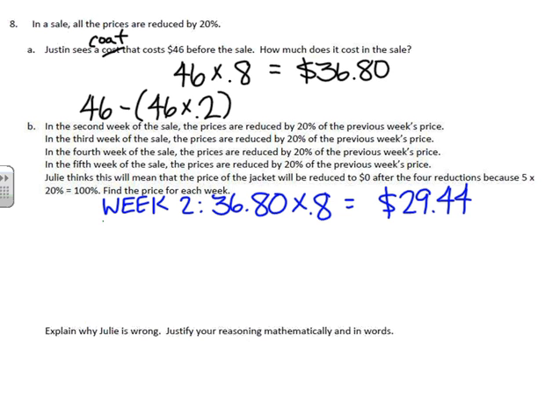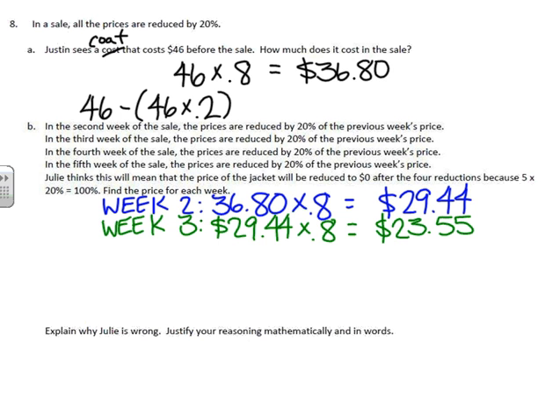We're going to continue to do the same thing until we get to week 5. So in week 3, we need to do $29.44 multiplied by 80%. Again, you could do the 20% and subtract it off. And we'll get $23.55.